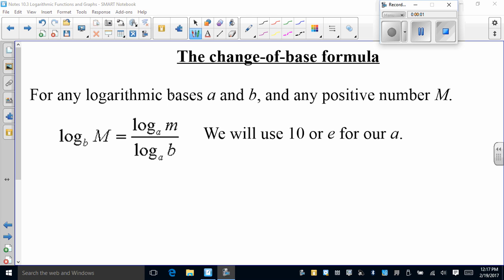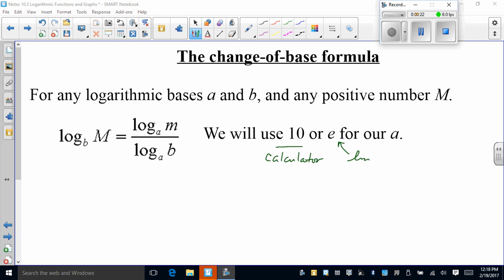Calculators are base 10. This is what our calculators are in. Some of the newer calculators let you change the base value, but it doesn't hurt to remember where this is coming from. And then e is always used for natural log. And this would be your common log.